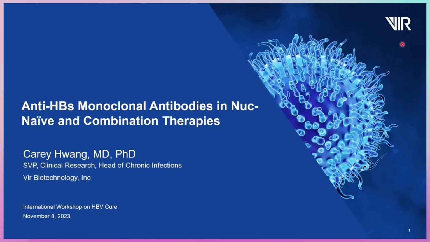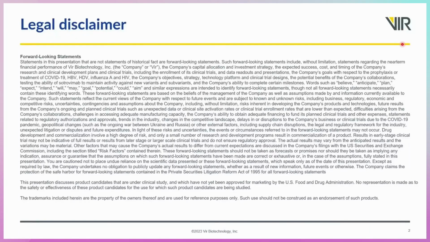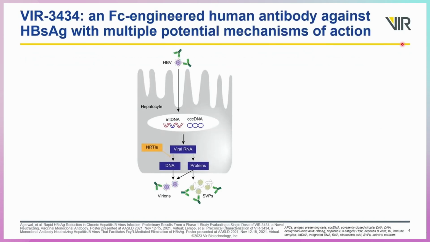So I will be talking about anti-HBs monoclonal antibodies, specifically VIR-3434, which you've heard a little bit about today, in both Nuc-naïve as well as in combination therapies. My disclosures. VIR-3434 is an Fc-engineered human antibody that's directed against the conserved antigenic loop of the surface antigen that has multiple potential mechanisms of action.